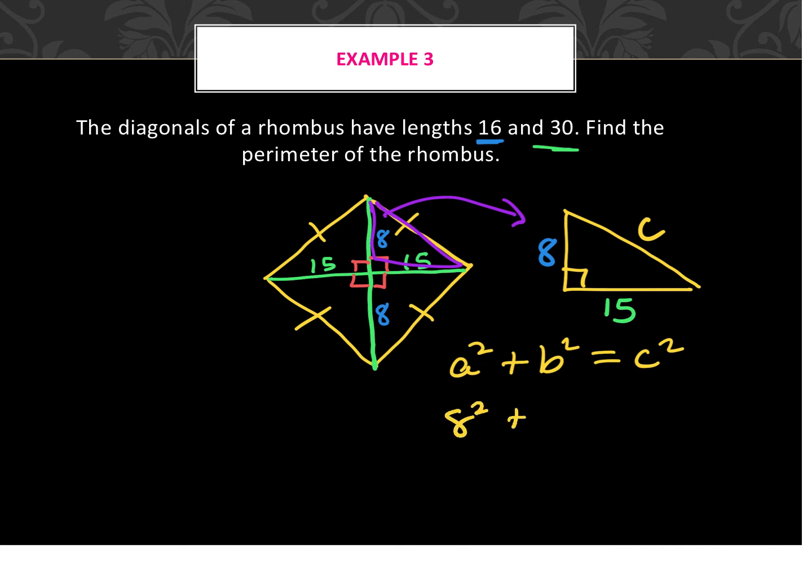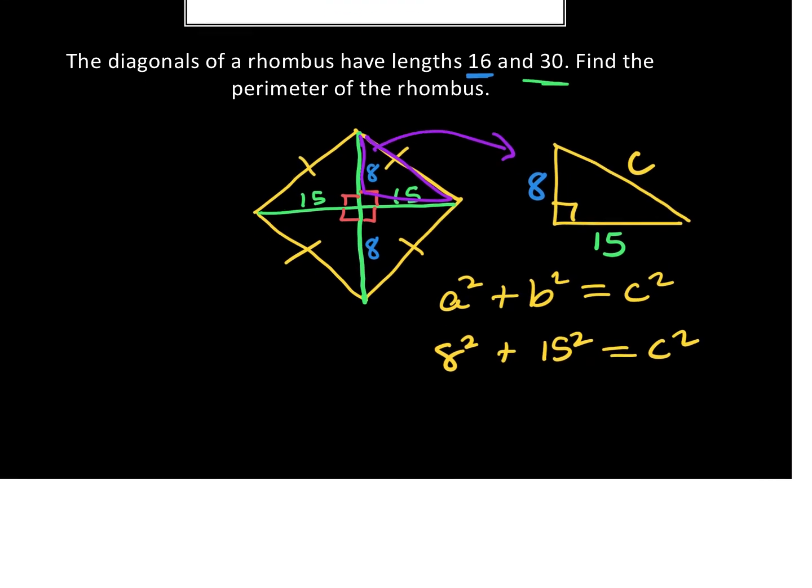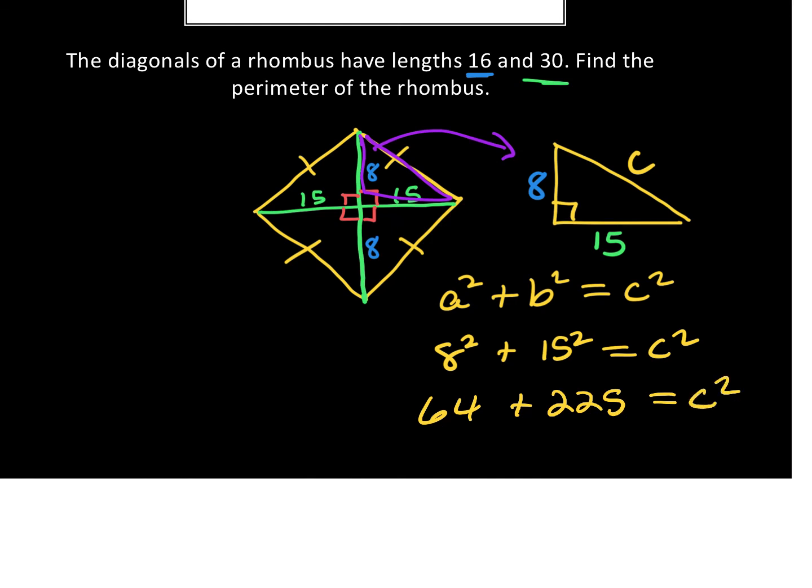So 8 squared plus 15 squared equals c squared. 64 plus 225 gives you 289. I now need to square root it. And this is actually a perfect square. C is equal to 17. So when you are doing the homework, if it turns into a perfect square, you just enter that number.